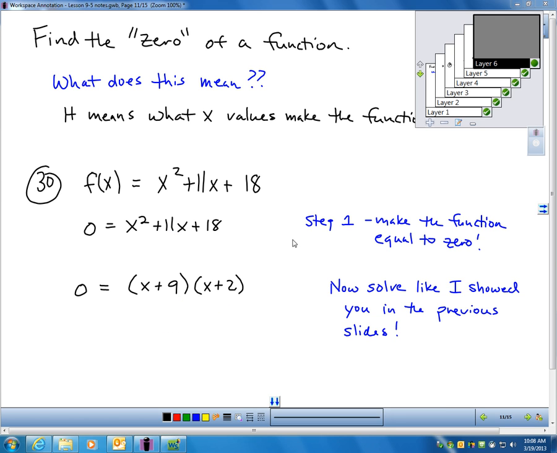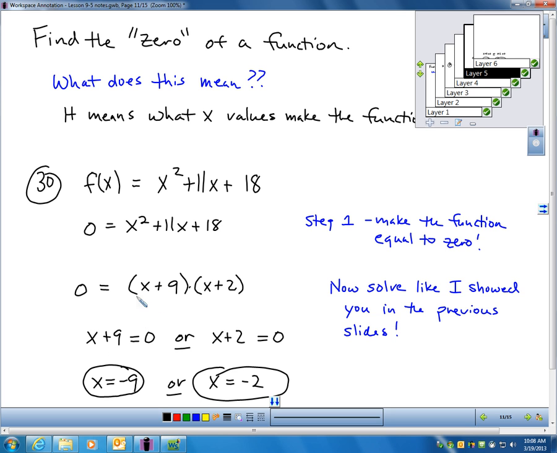Now remember, I'm multiplying these together. So if something times something is 0, one of these has to work out to 0. That would mean x plus 9 would be 0, or x plus 2 would have to equal 0. Negative 9 or negative 2 are my solutions.